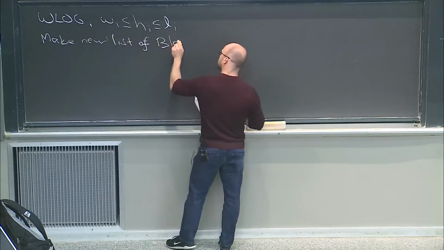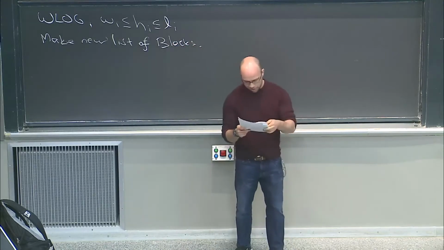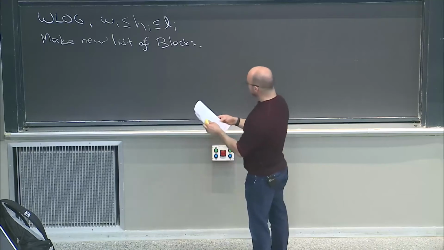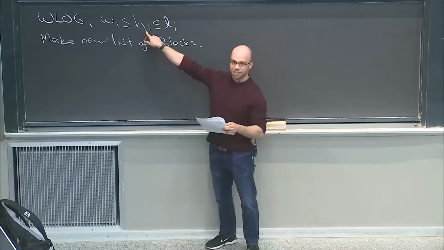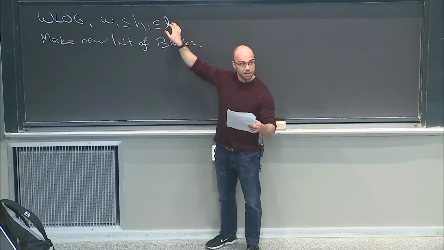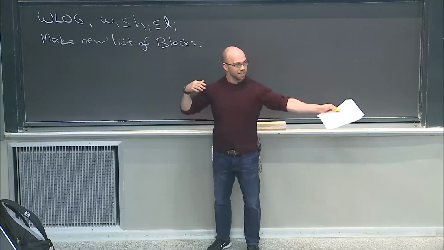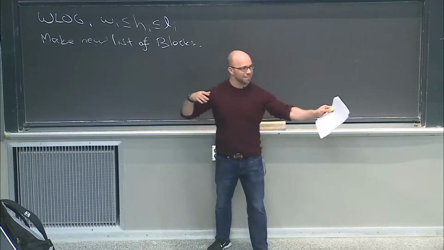With a capital B, because I like blocks. And it's going to look like the following. So if W is less than H is less than L, then I'm going to take every block and duplicate it 3 times. Notice that I might end up with a list with like 9 times of every block, but we'll fix that later.